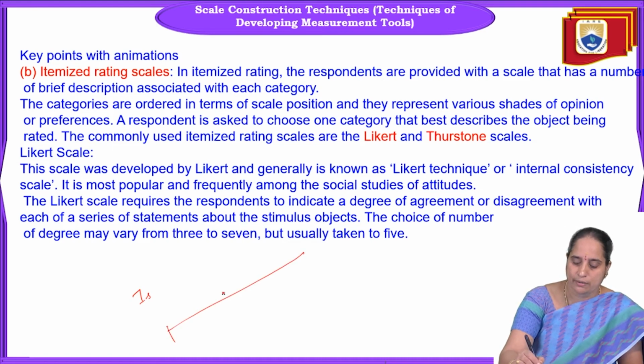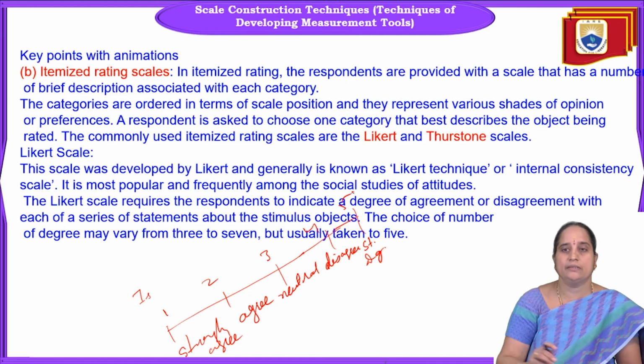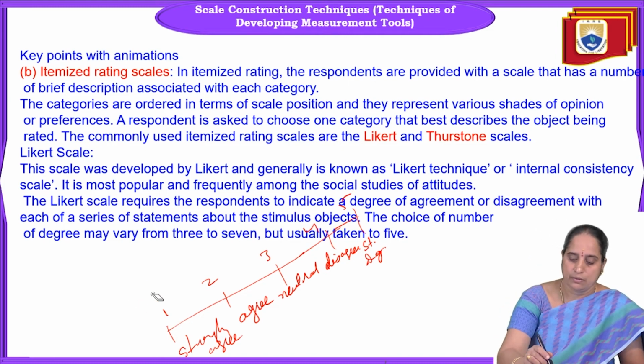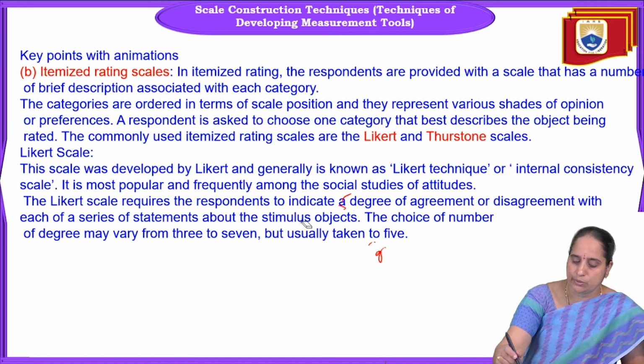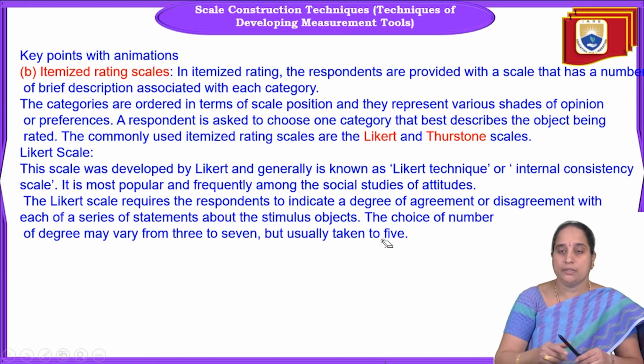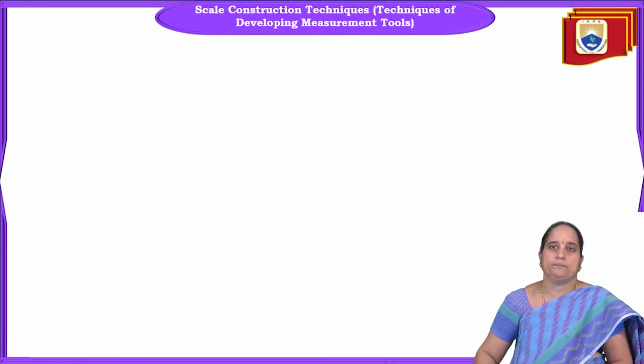we apply the Likert scale like this: strongly agree, agree, neutral, disagree, strongly disagree. 1, 2, 3, 4, 5. Like this we give a rating on a scale. Some people use 3 to 7. So it depends on the nature of the study and the type of measurement chosen for the study.